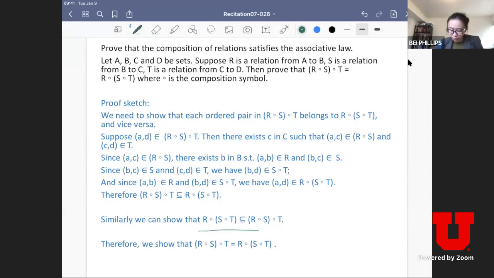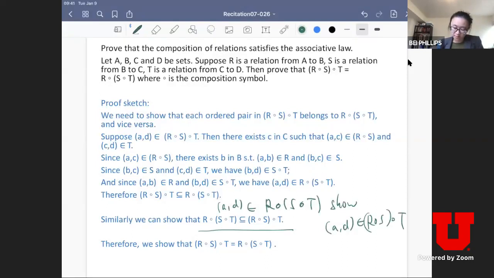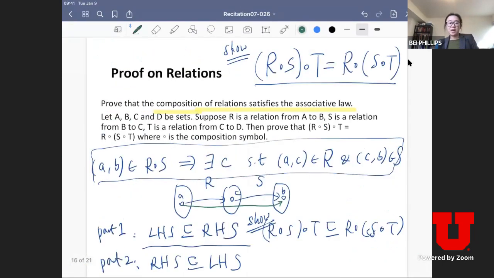And I would encourage you to try to prove the second part in your spare time. It's the same kind of concept, but it's useful for you to keep track of this relation, right? Again, you start with an element AD that is a part of this composition, and you want to show it's part of the right-hand side. So this would be a take-home practice for you. Then the hope is by the end of this problem, you will be very familiar with the definition of what a composition of a relation is, okay?